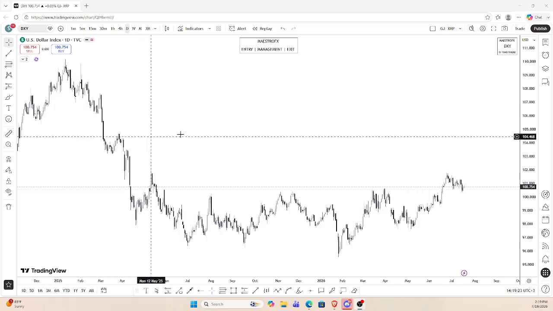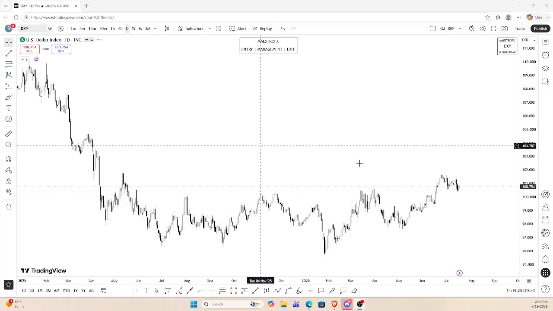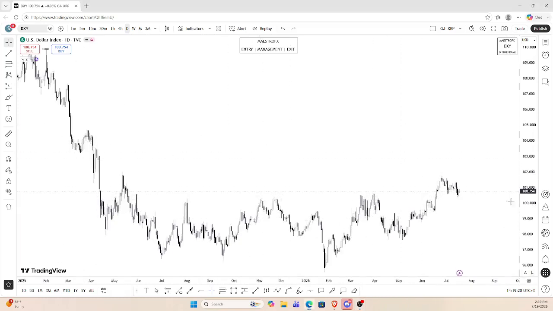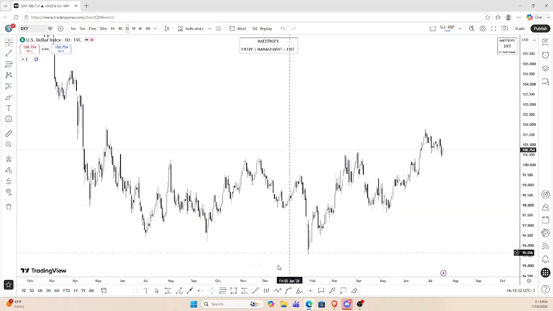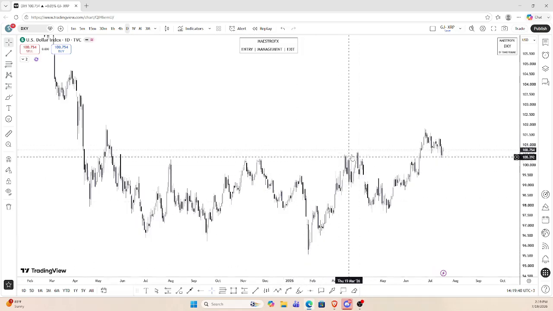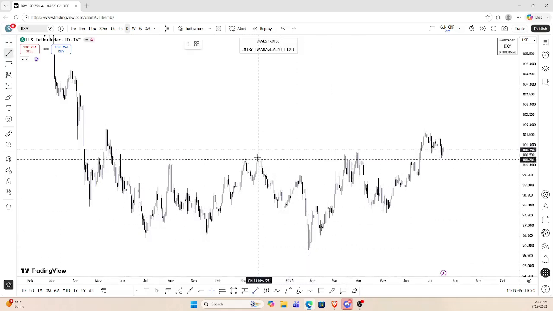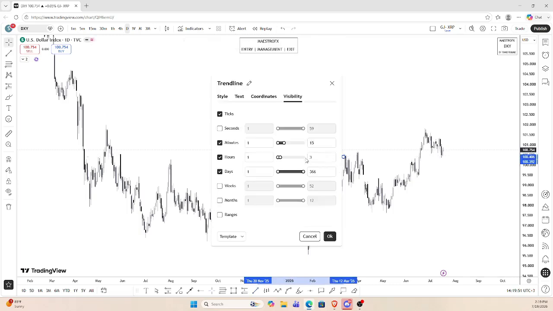As usual, we are going to start with the dollar index from the higher time frame, starting from the daily time frame. If we look carefully, we can see that this low has led to a break of structure to the upside. Let's start by labeling it. This low led to this break of structure.